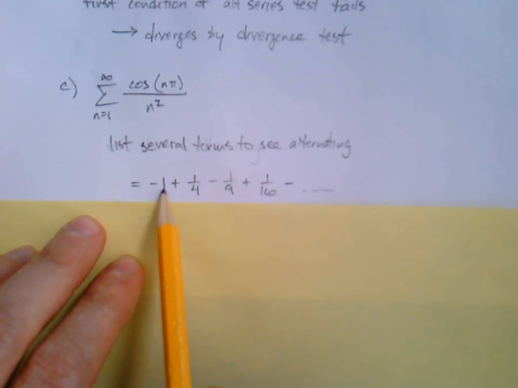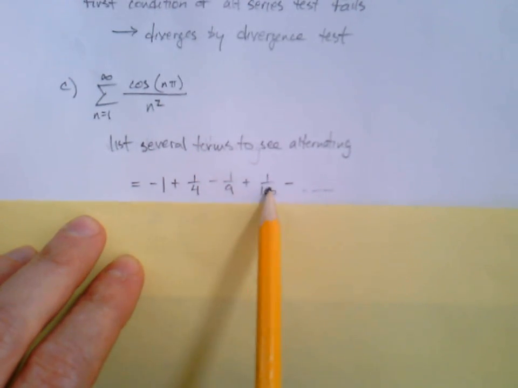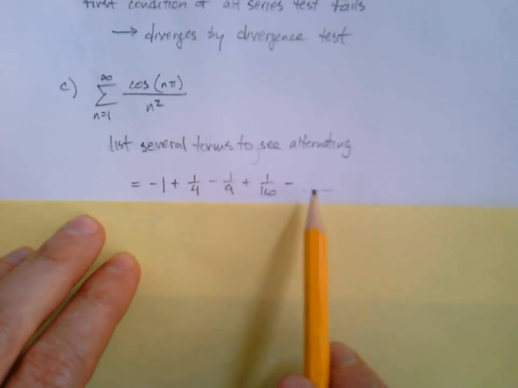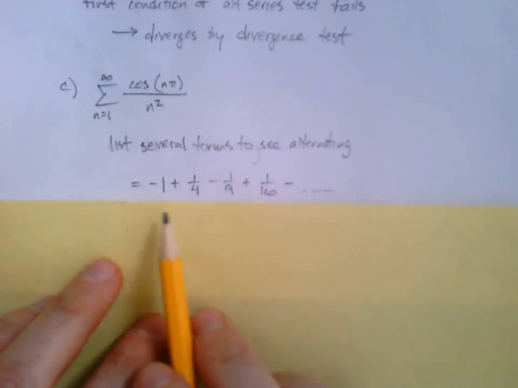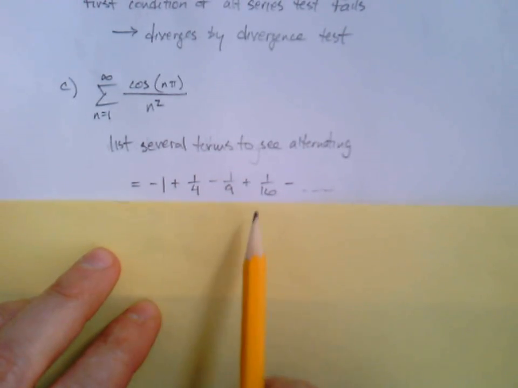When n is odd, we get a negative value there. When n is even, we get a positive value there, the numerator, and then we've got the denominators too. So I can see the negative, positive, negative, positive, negative, positive. All right. So now I'm going to rewrite this in a way that's clear how it's alternating.